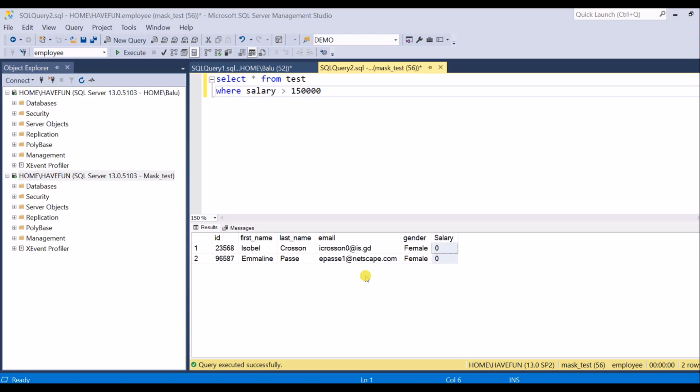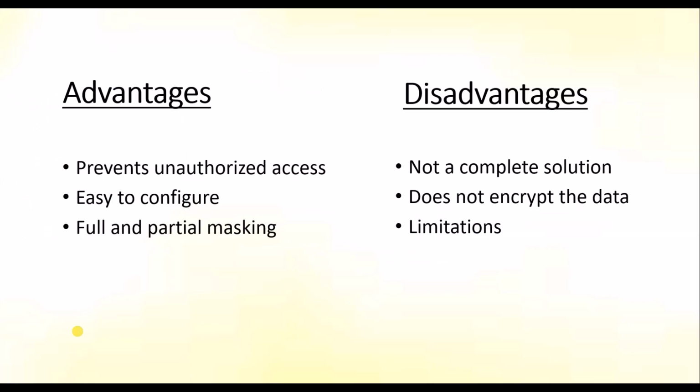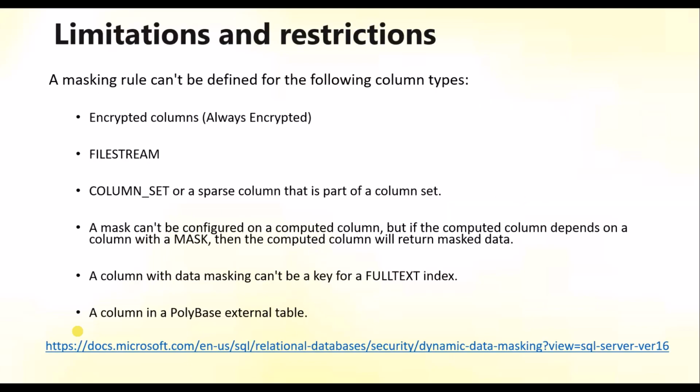And there are also other limitations. Here we are not encrypting any data, we are just doing masking. So coming to limitations, this rule cannot be defined for the following column types: encrypted columns, file stream, column set. I have taken this reference from the Microsoft website. I will share this link in the description, and you can also find all the SQL codes used in this video in the video description.